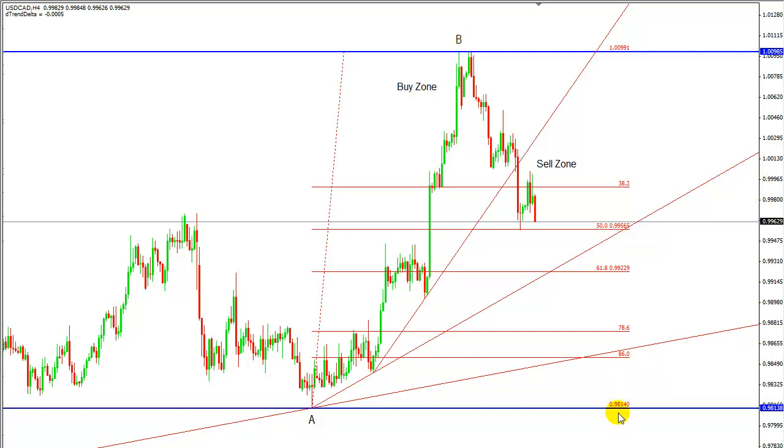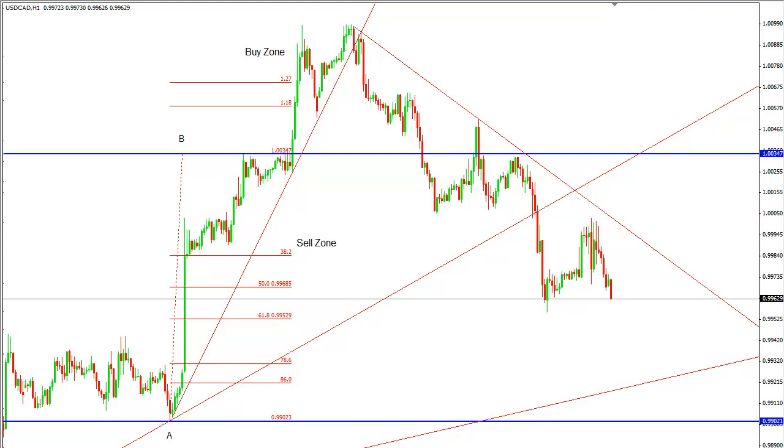Well, the A is at 98.14 and the B is at 1.0099. Above is the buy, below is the sell. Inner trend line, look, break. Potential move to the outer trend line. Let's just see what happens with this particular time frame.